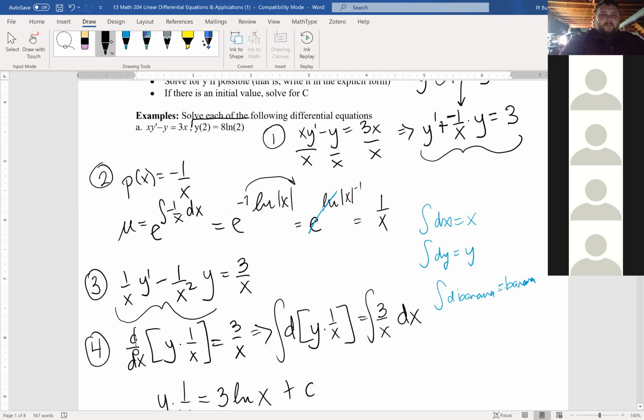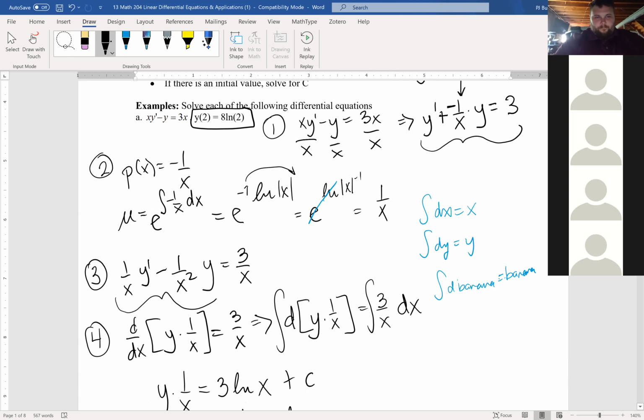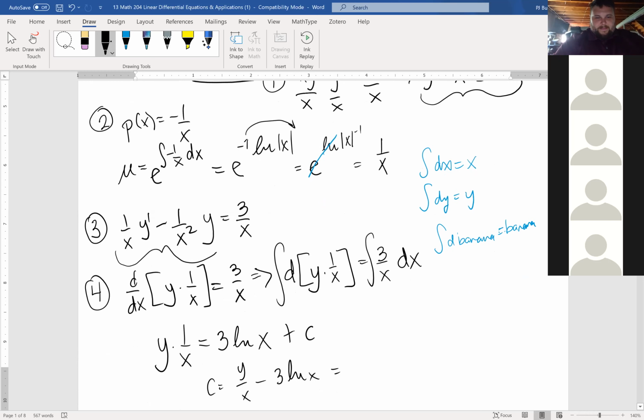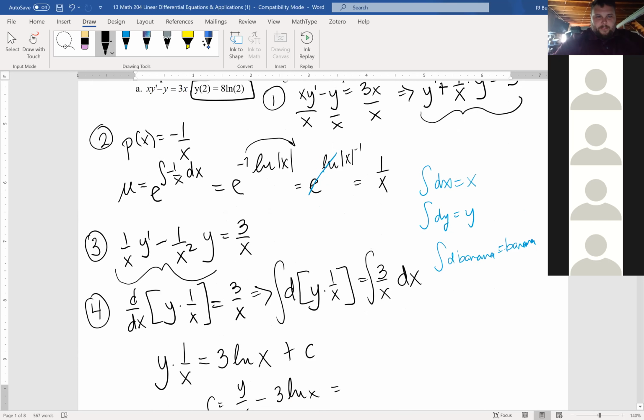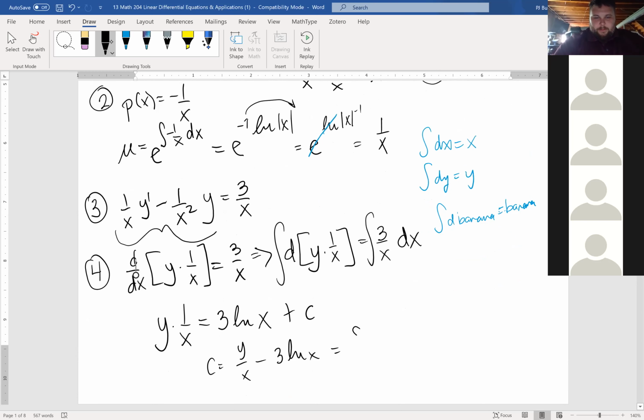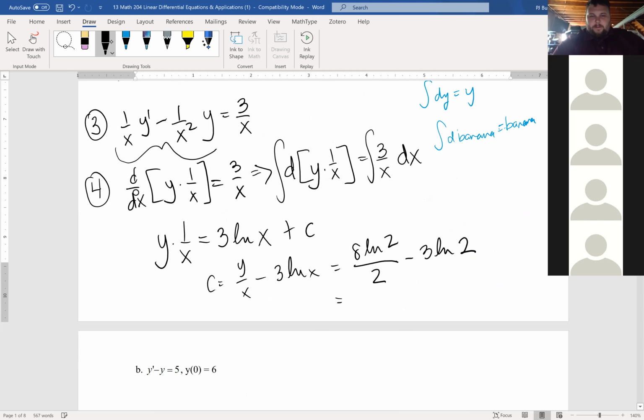We've got this initial condition right here. So when x is 2, y is 8 log 2. So 8 log 2 over 2 minus 3 log 2. So that's going to be 4 log 2 minus 3 log 2, or log 2 for C.